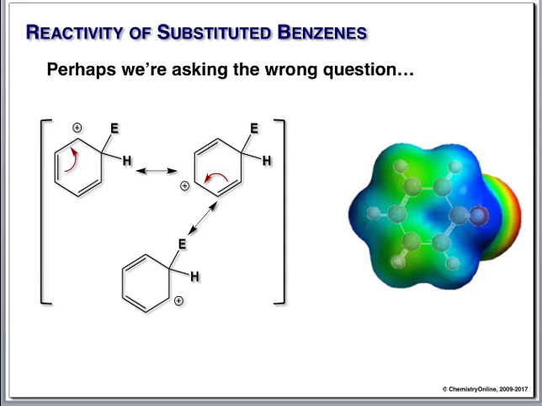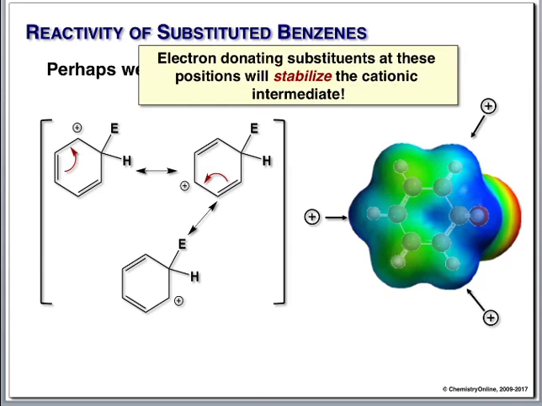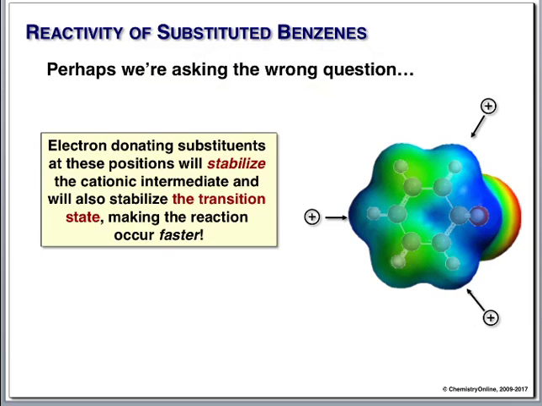So, if we want to form a stable intermediate here, what we want is a substituent at these positions that's going to stabilize the positive charge. So we don't really care about the ground state. What's really happening here is we're stabilizing this intermediate. If we stabilize the intermediate, that also stabilizes the transition state. Remember, the transition state is the energy you have to go through to get there. If you stabilize it, it's forward. And therefore, that reaction happens faster. So the bottom line here is that electron-donating substituents, ortho and para to our addition, stabilize this intermediate and make this reaction go.